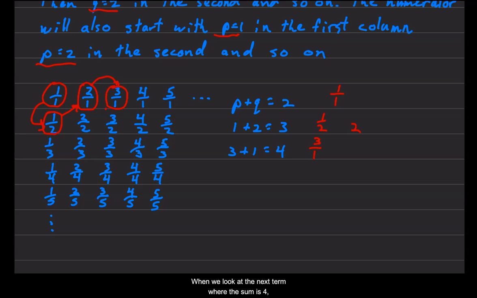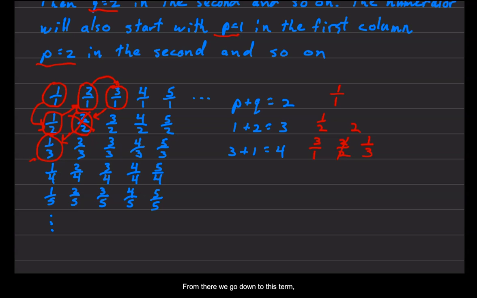When we look at the next term where the sum is 4, that is this term here, which is 2 over 2, and this term here, which is 1 over 3. Now, whenever we list these terms, we are not going to repeat any terms that are already listed. So that takes 2 over 2 out of the list. So that one is not going to be listed. The rest of them are unique, so they will be listed.